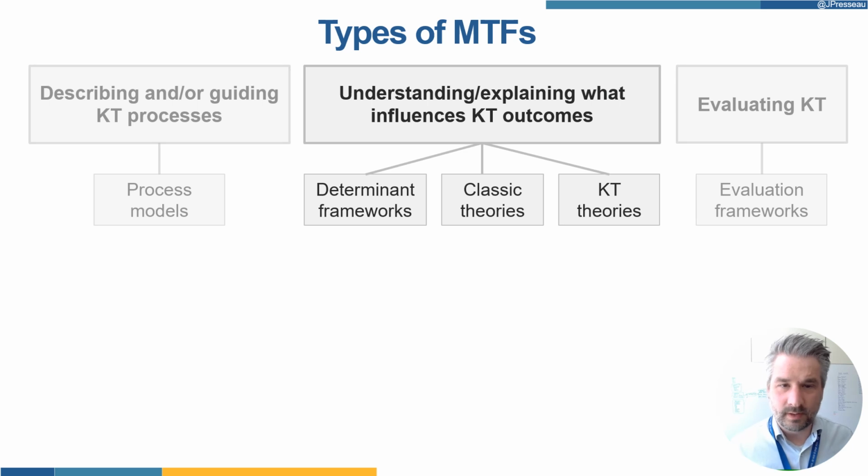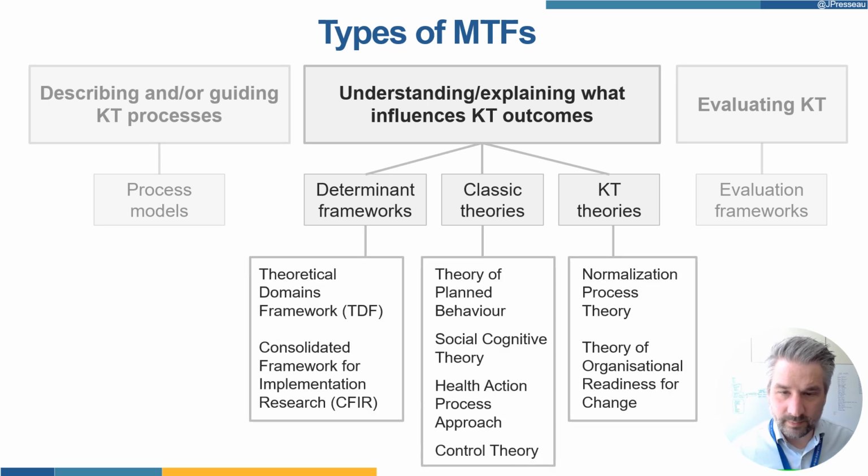The second type are determinant frameworks, classic theories, and implementation theories, or KT theories. So a determinant framework, 2 that we'll cover today, theoretical domains framework, consolidated framework for implementation research, or CFIR. Classic theories that have been brought in from other disciplines and applied to an implementation setting include theories like the theory of planned behavior, social cognitive theory, control theory, health action process approach, that have been developed within a different context, a different discipline, but brought in to understand implementation processes. And then there are those implementation theories that have been generated from within implementation science since it has been established, things like normalization process theory or the theory of organizational readiness for change.